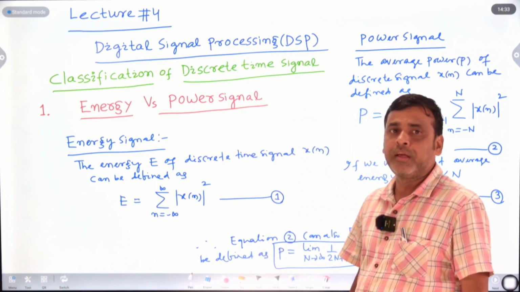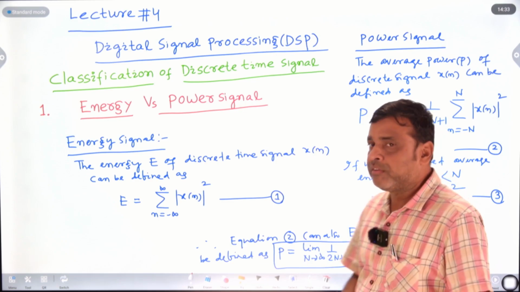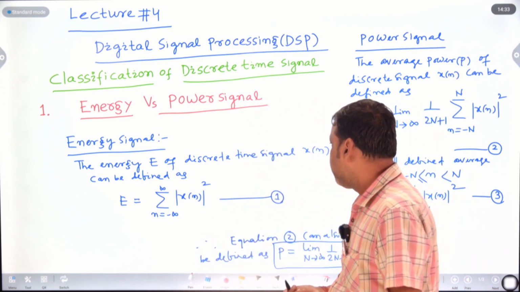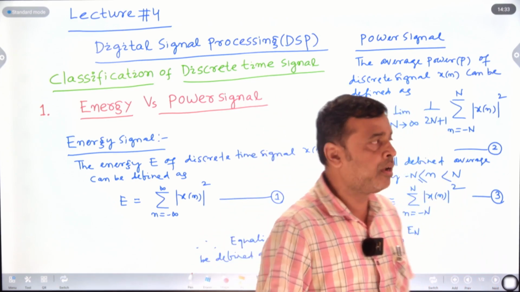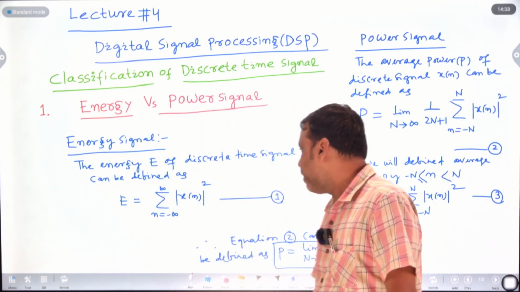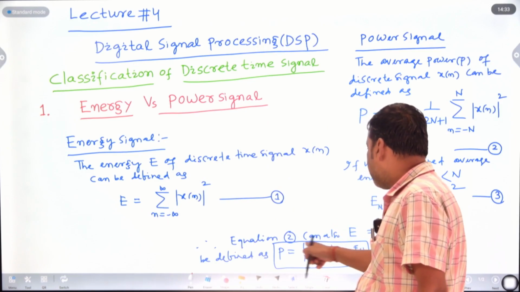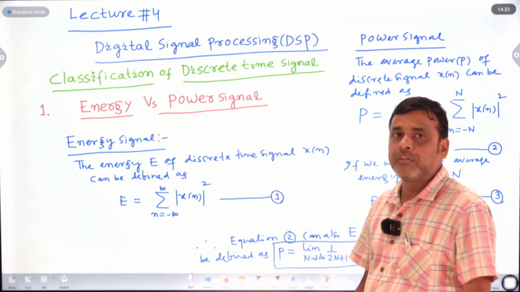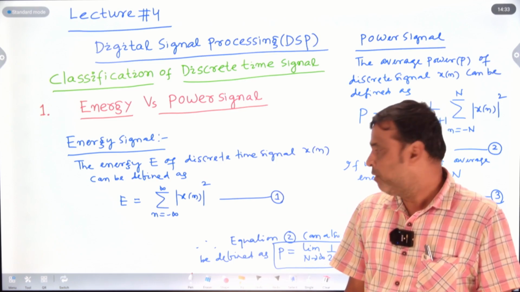called the energy signal. In most competitive examinations you will find there is a relationship between energy and power, and the question has been asked to find out whether the signal is energy or power. If energy is finite, the power becomes 0. The signal is called the energy signal. Are you getting it or not?